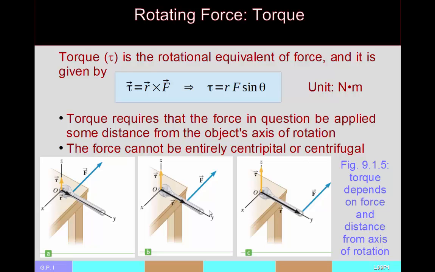Basically, if you were to take your right hand, point your fingers of your right hand along the R vector, they'd be pointing down and to your right. Then in order to point them along the force vector, you'd have to curl them up and to the right. And so your thumb would be pointing out of the page if you did this.